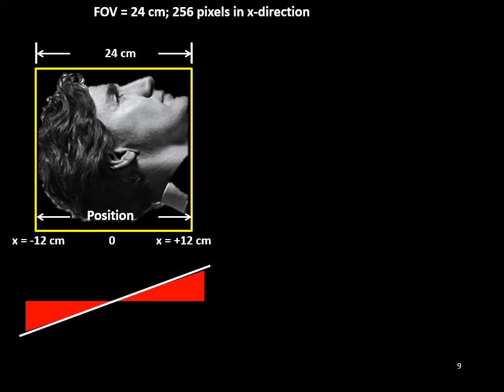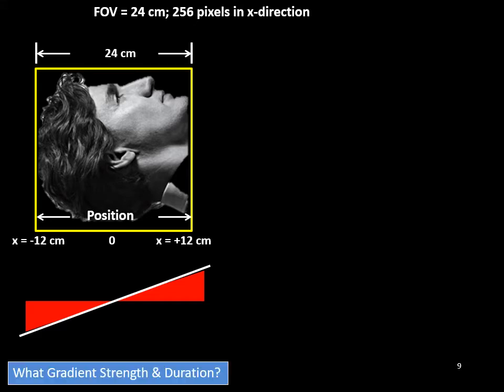Let's look at this same example again with a 24 centimeter view and desiring 256 pixels in the x direction. So what gradient strength and duration would need to be applied to achieve this? At the bottom, we see a gradient applied on either side of the 0 position. And the question is, what gradient strength and duration is required?